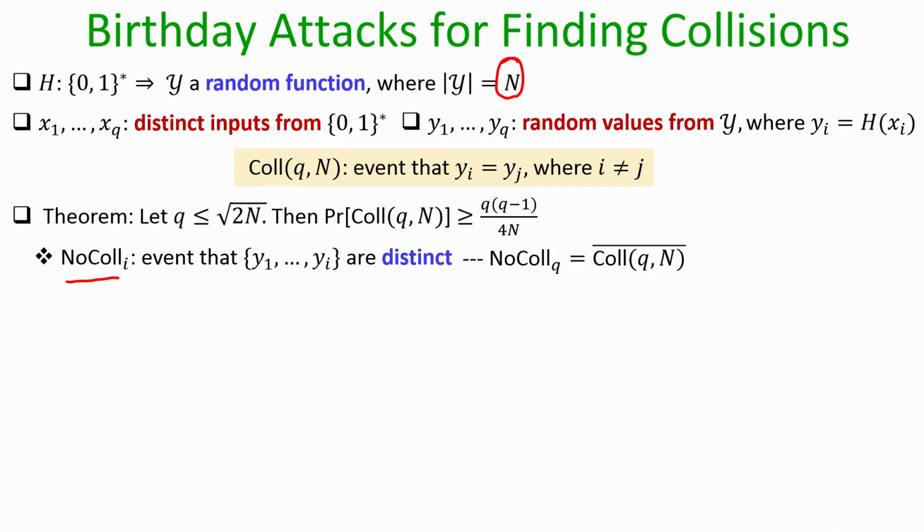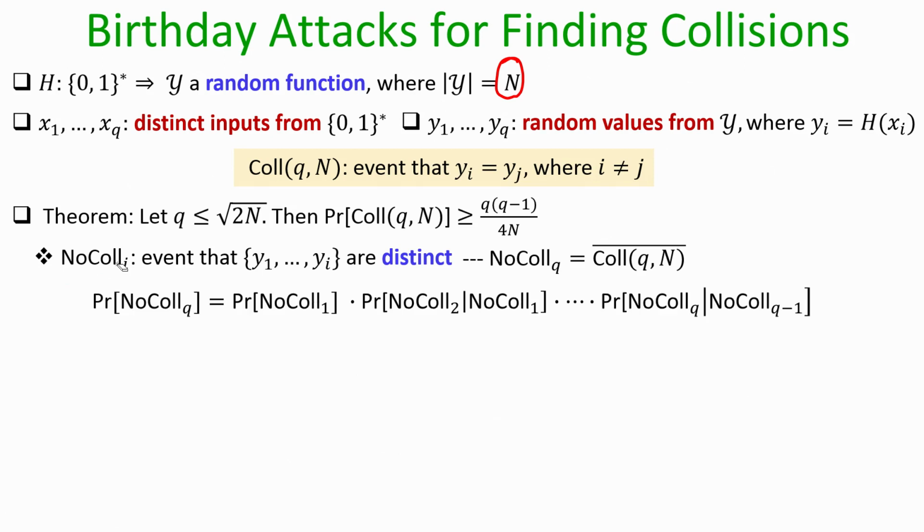And it is easy to see that since we are making q queries, the event NoCol_q is basically the complement of the event Collision(q, n). Because if the event NoCol_q occurs, that means all your y values y1, y2, ..., yq are distinct, and that means there exists no collision, which I obtained by running the generalized algorithm.